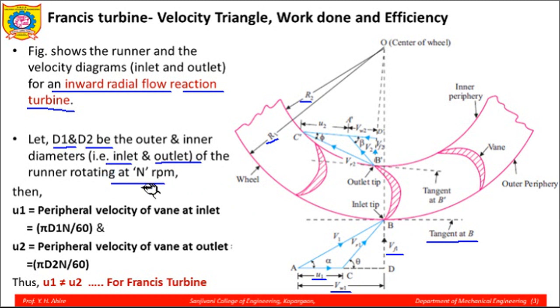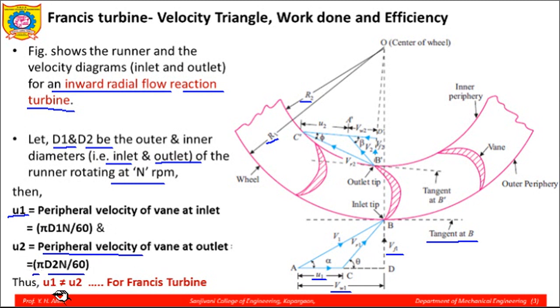And if the wheel has N rpm as its rotating speed, then U1 is the peripheral velocity of the vane at inlet. So that is nothing but pi D1 N by 60. U2 is the peripheral velocity of the vane at outlet. So that is nothing but pi D2 N upon 60. So this formula is written from the basic formula r into omega. So omega is constant here. So U1 is equal to R1 into omega, U2 is equal to R2 into omega.